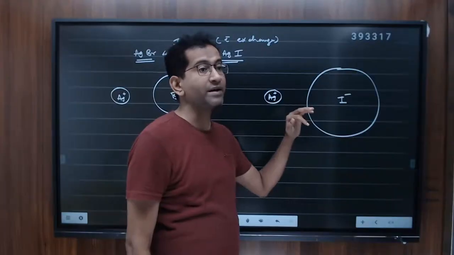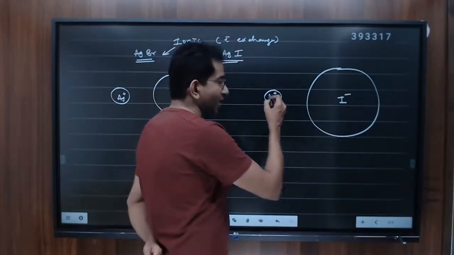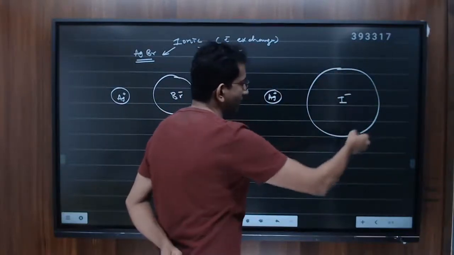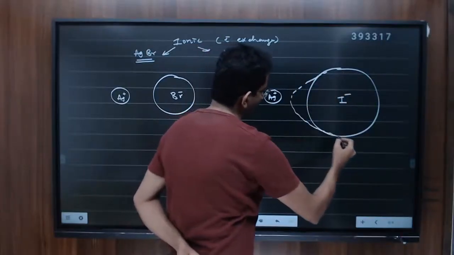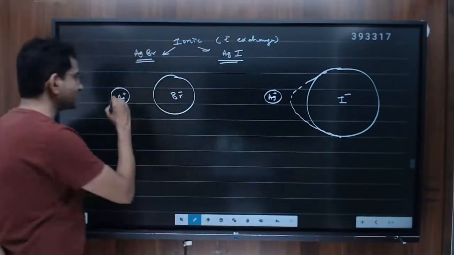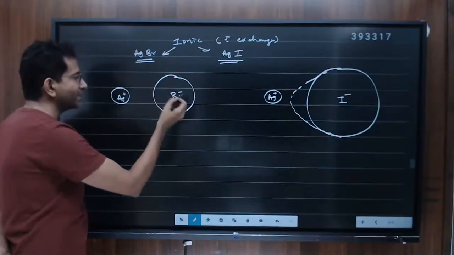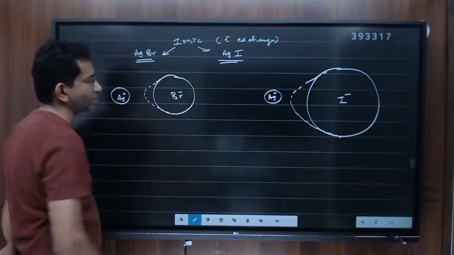I- will be definitely very large. So this Ag+ will provide an attractive force over the electron cloud on the boundary of I-, and due to that, this boundary electron cloud will be attracted towards Ag+. Same thing, Ag+ can provide an attractive force over the boundary electron of Br-, and that is how it can attract the Br- electron cloud also towards it.